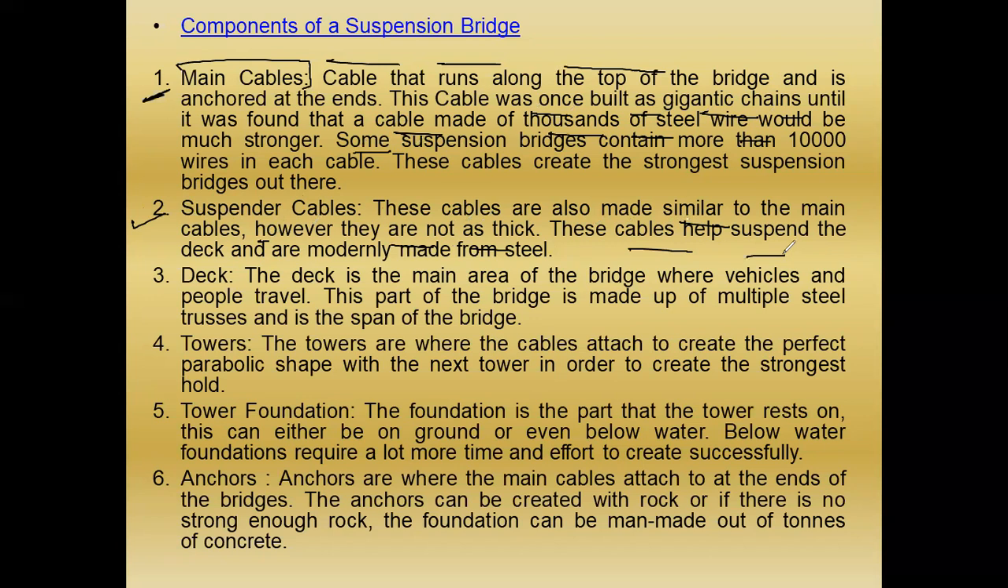These cables help to suspend the deck and are made up of steel. That is the suspender, the vertical cables. Then the deck slab. The deck is the main area of the bridge where the vehicles and the people travel. That is called the deck slab. This part of the bridge is made up of multiple steel trusses and is the span of the bridge.